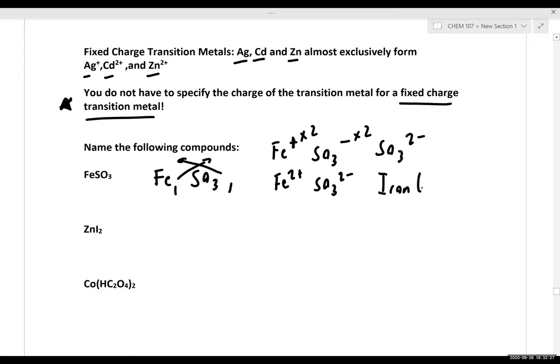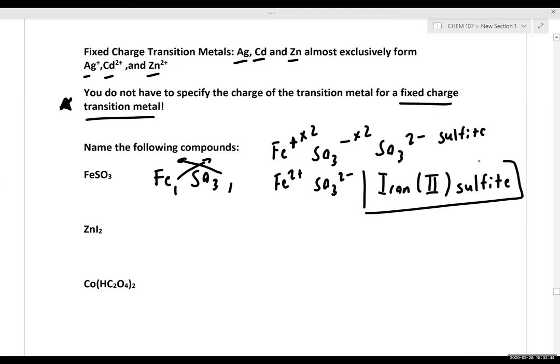So we write the name of our cation, iron, you put the charge as a Roman numeral in parentheses, and then we write the name of our anion, which is sulfite. SO3 2- is known as sulfite. So this compound would be known as iron(II) sulfite. Any questions on this first example?